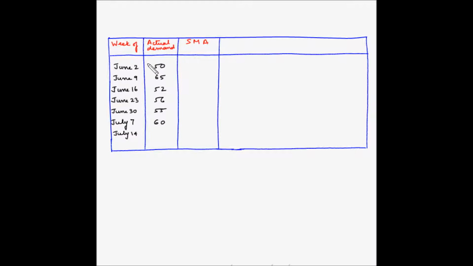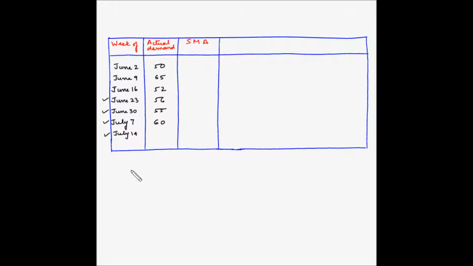So this is the information that has been provided to us. June 2nd through July 7th, we have been given the actual demand. Now we have to find out the forecast for weeks June 23rd, June 30th, July 7th and July 14th using simple moving average and weighted moving average. So let's first look at the simple moving average.